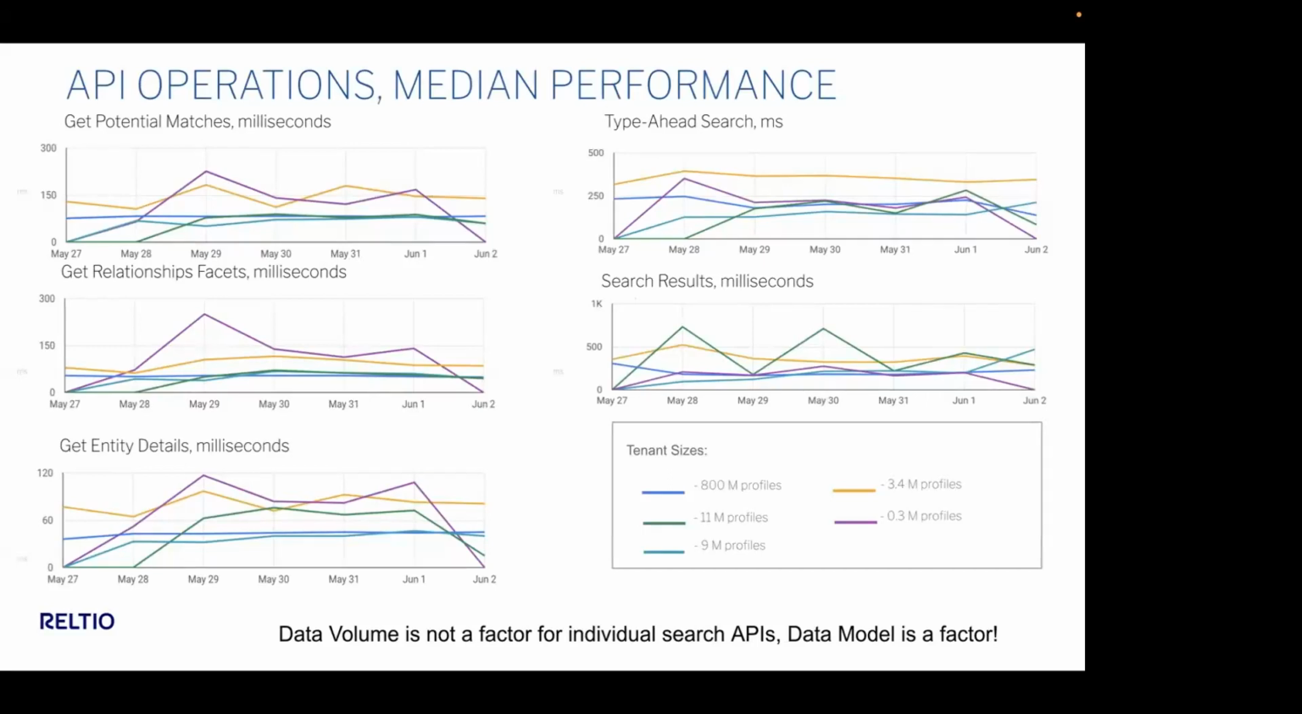So data volumes do not impact the API latency on average. That's not a factor. Data model is a factor. Data volume is not a factor. Data volume is a factor for things like export. Obviously, it is different when you export 100 million profiles versus just 1 million profiles. But for individual API calls, data volume is not a factor. I'll stop right there, and we can spend some time on questions, which I see a lot. Thank you.